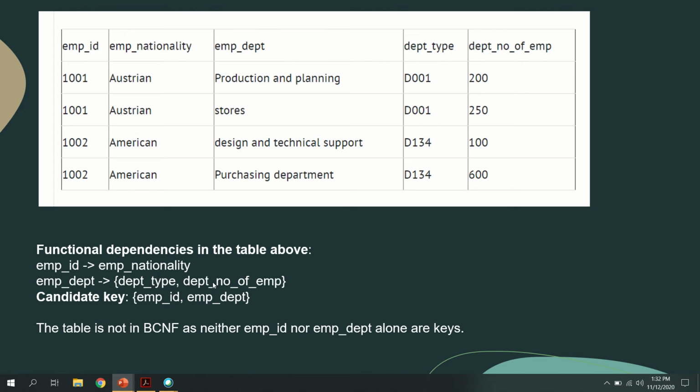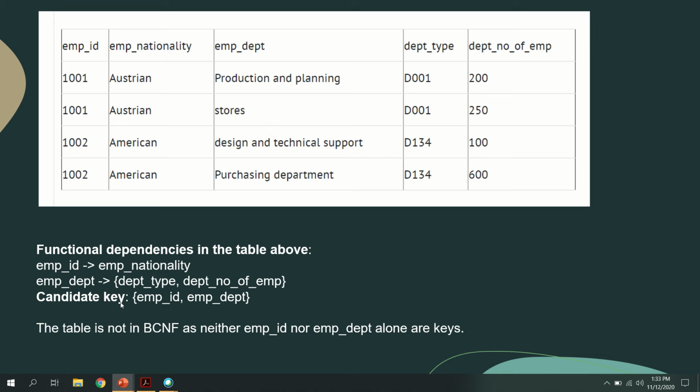The second functional dependency inside the table is employee department implies department type and department number of employees. That is, if you know the employee department, it can uniquely identify these two values. That is, if it is production and planning, its corresponding department type is D001 and 200. If it is stores, then the corresponding department type is D001 and 250, like that.